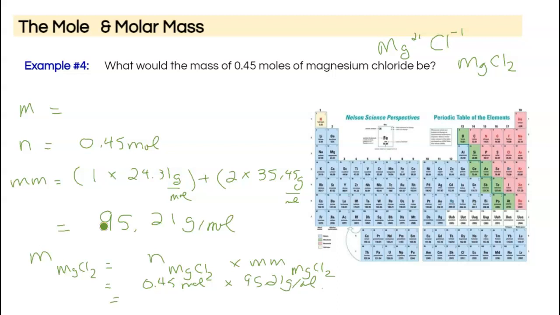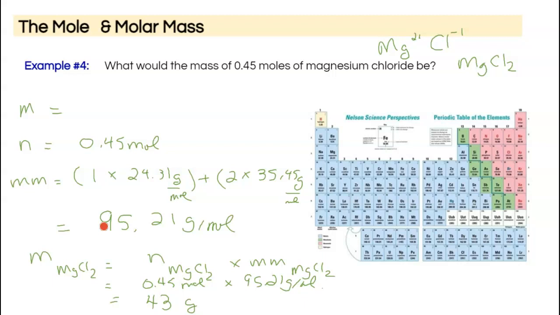And I'm getting to 2 significant digits, 43 grams. My raw value is 42.8445, but I need to round that to 2 significant digits in aligning with this mole measurement here. And that's pretty much it.